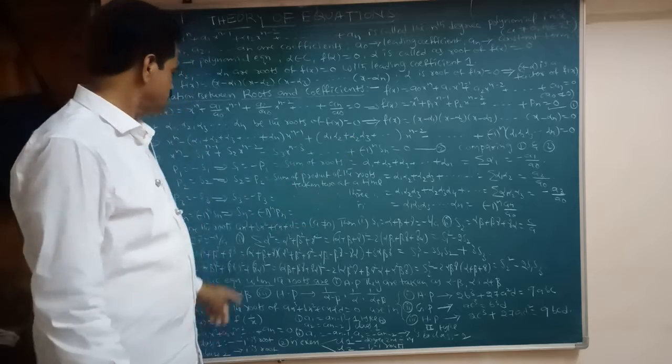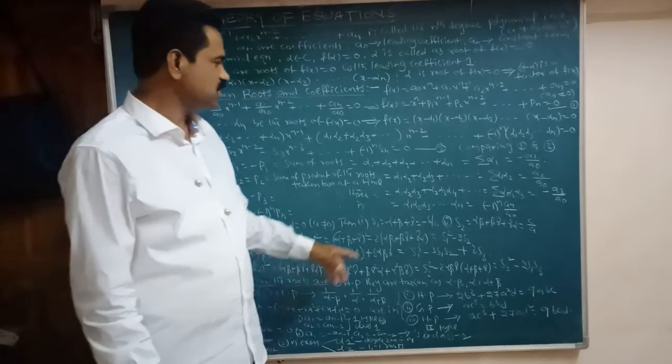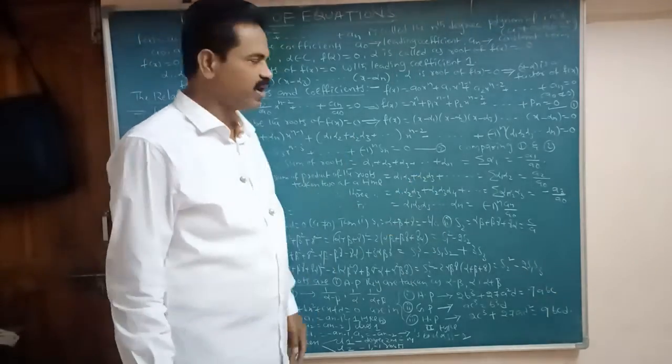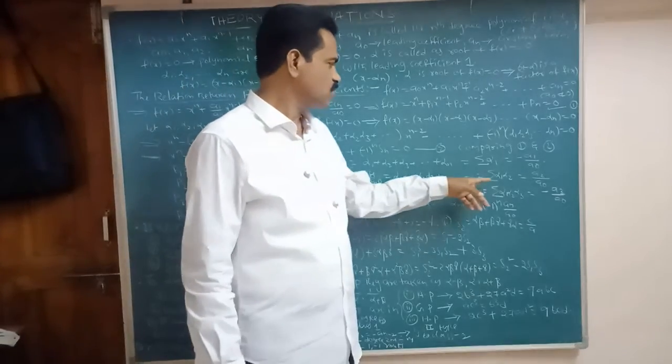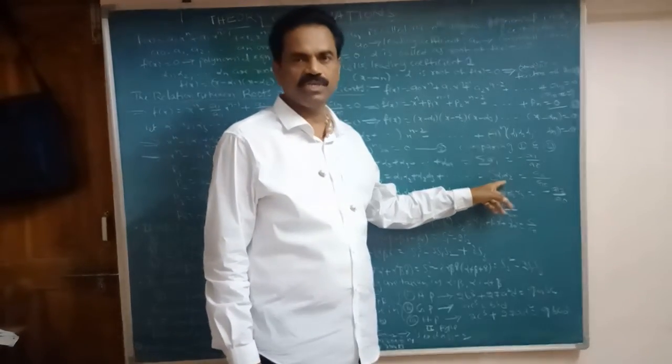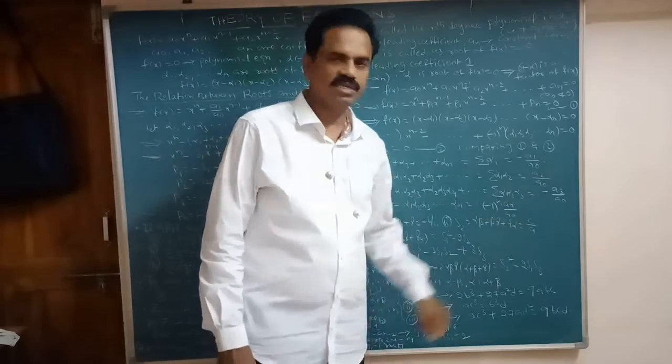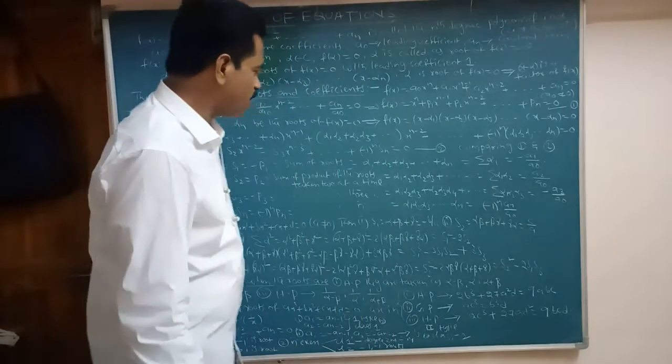So that is S2. So S2 is equal to how much here? Alpha 1 alpha 2 plus alpha 2 alpha 3 plus so on. This we can write simply as summation alpha 1 alpha 2. It is what here? A2 by a naught.